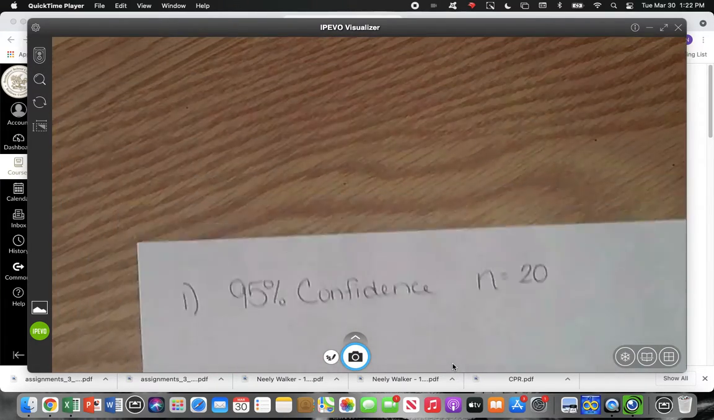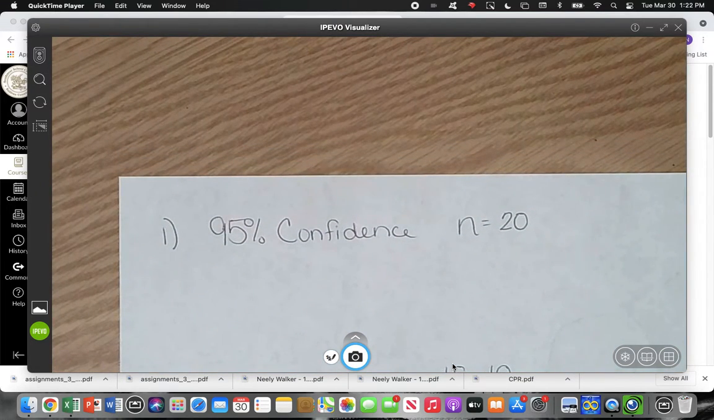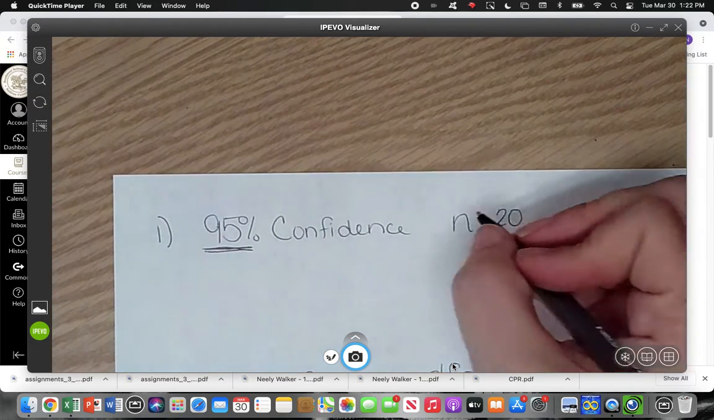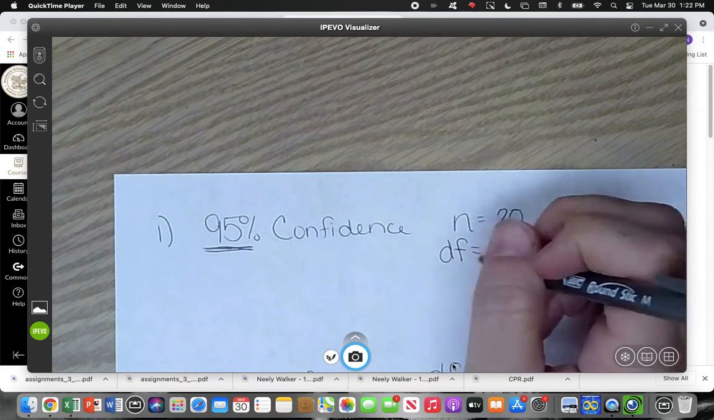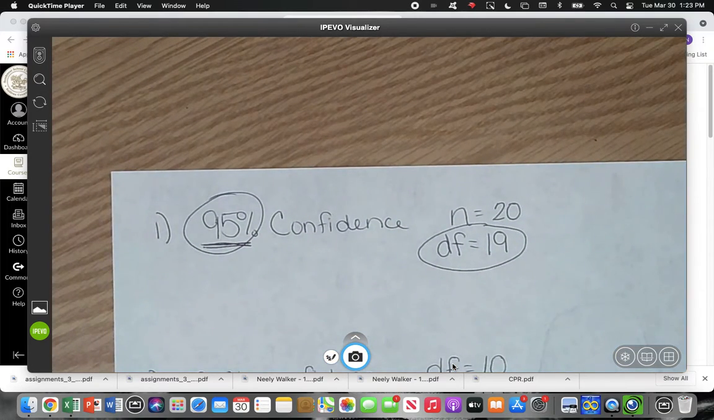All right, so this first one, we're going to be 95% confident with a sample size of 20. So on this one, it means that we assume it's normal and all that good stuff. We draw the bell curve. So we go to the bottom of the chart. We are going to find this confidence. Now my sample size is 20, so that means my degree of freedom is 1 less, so it's 19. So we're going to take these two pieces, find them on the chart and get our t-value.